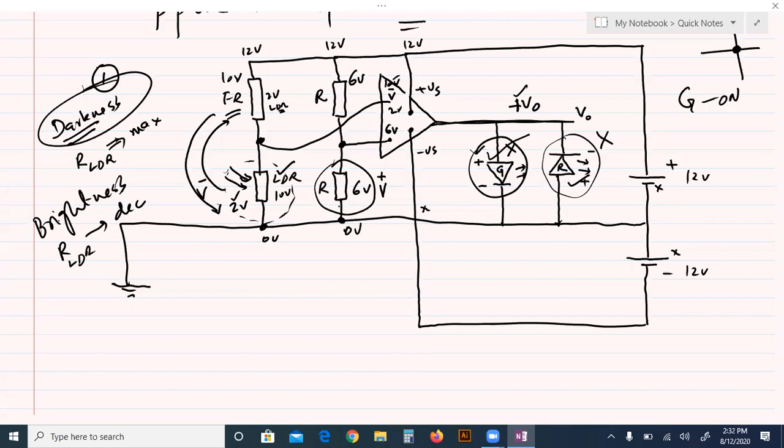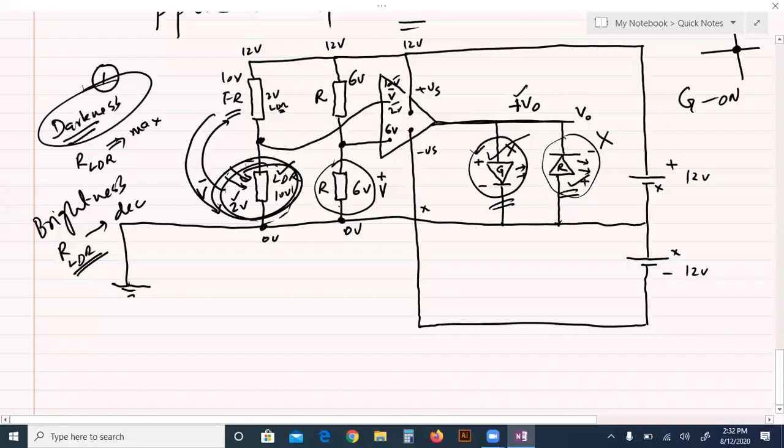And the next, if this LDR is replaced with a thermistor, then it compares temperature high and low. When the temperature will be high, the resistance of the thermistor will be low, right? So this green goes on. And when the temperature is low, resistance is high. So this inverting input becomes high, so negative output, so red goes on.